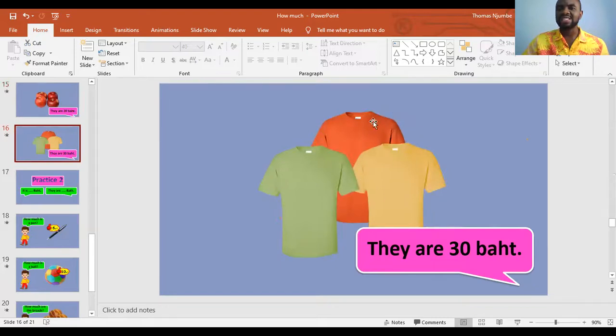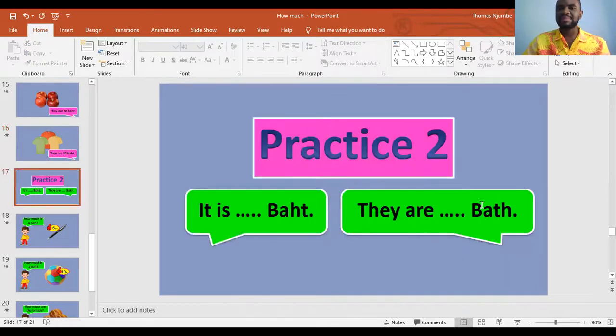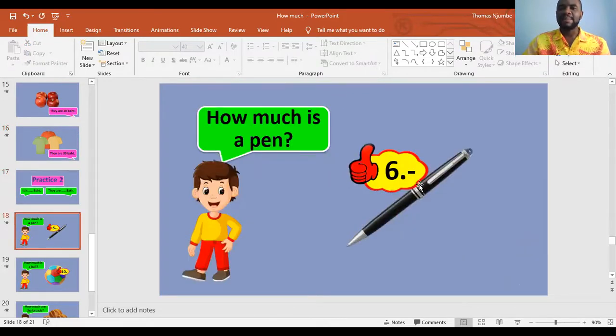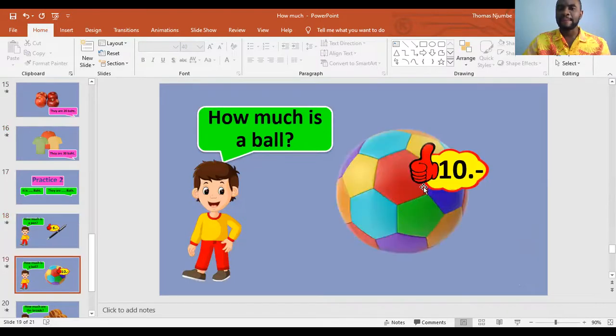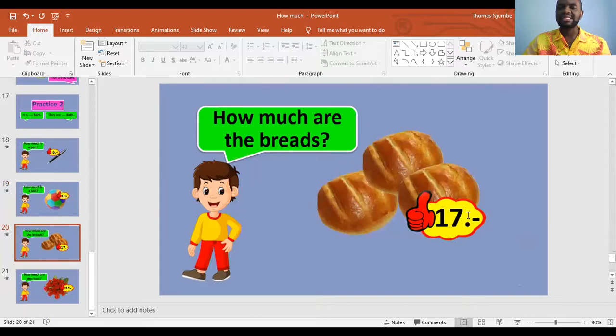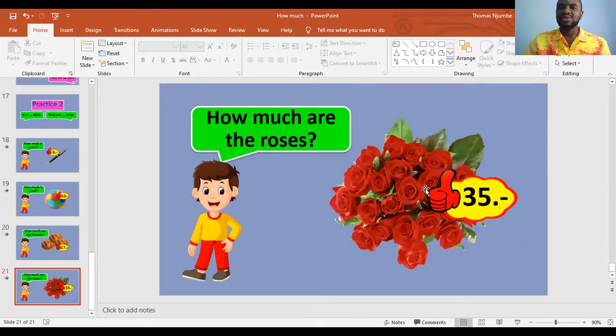How much are the t-shirts? 30 baht, 3 t-shirts, 30 baht, okay. We sell them for 30 baht. The pen is 6 baht. How much is the ball? 10 baht. How much is the bread? 17 baht. The roses, 35 baht.